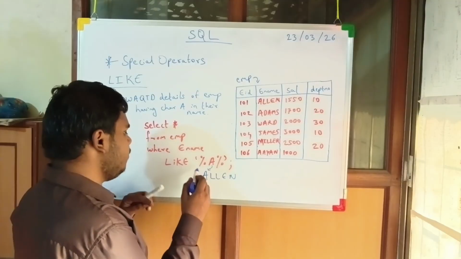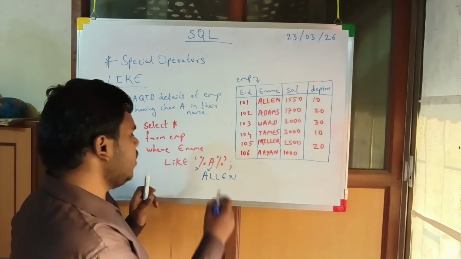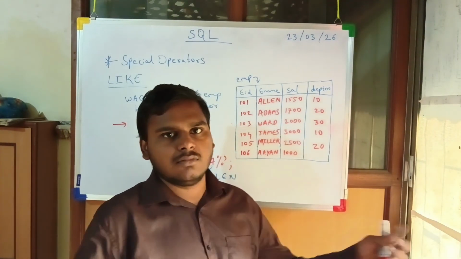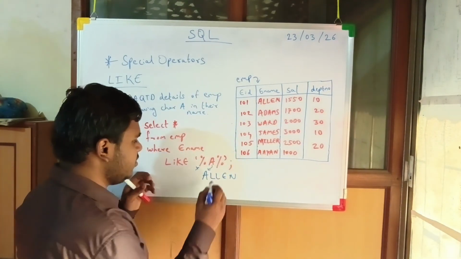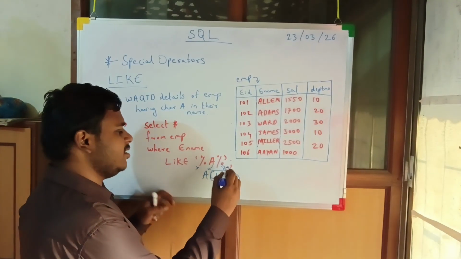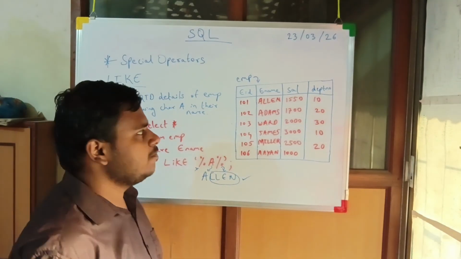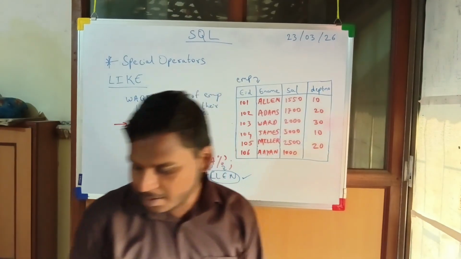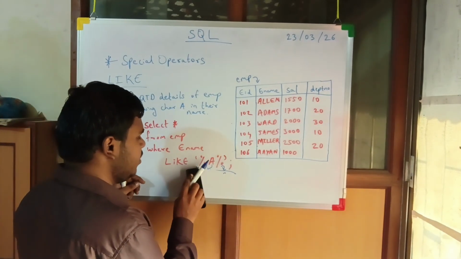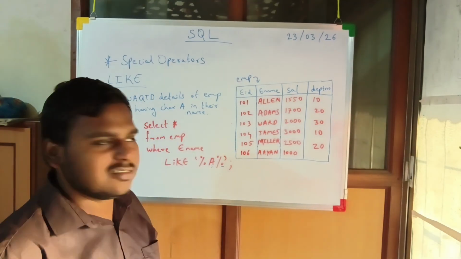So for the first ENAME, the first percentage is no use. But the second percentage can accept n number of characters. It has the capacity to handle multiple girlfriends. So Alan, the LAN will be taken by the second percentage. Okay, so this Alan is accepted. So the first record will get selected, as it matches the pattern given. For the first 2-3 questions I will explain like this. After that you have to think.